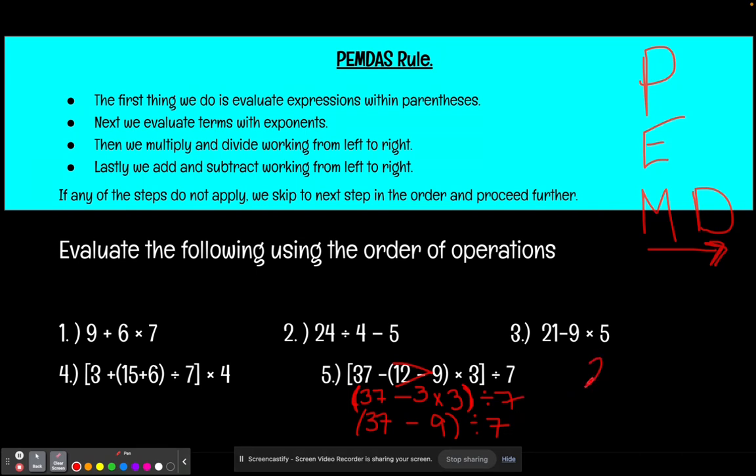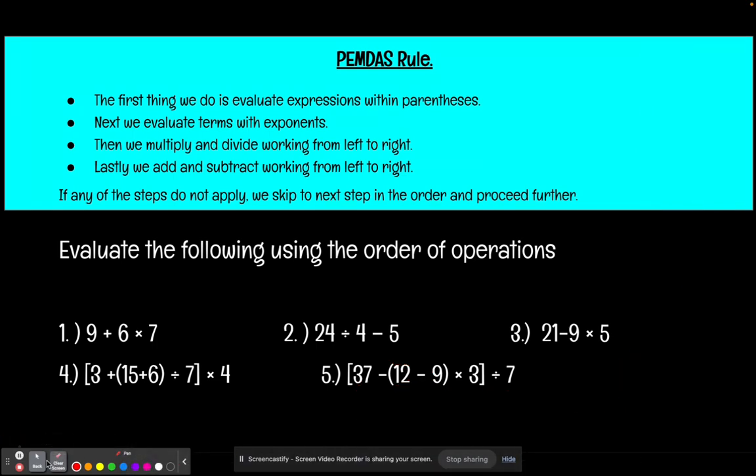I'm running out of room, so I'm going to put the 28 over here, right? So 37 minus 9 is 28. And I'm going to bring over my dividing by 7 sign, and that's what I have left to solve. So I'm going to do 28 divided by 7, and now I have 4. So that's a way of taking a multi-step problem and breaking it down. Look inside your parentheses first, then your exponents, then multiplication or division. We just didn't happen to have any addition or subtraction in that problem. But if we did, we would work from left to right, whichever came first.